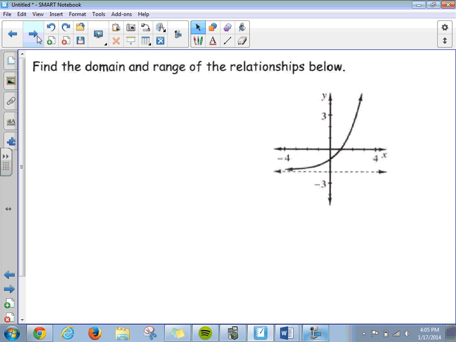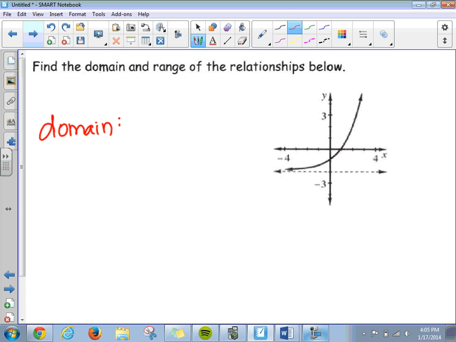All right. I believe this is our last problem from Chapter 1, talking about domain and range, which we talked about was going to be very prominent on the test, being able to find the domain and range for this relationship. So first one, let's define our domain.